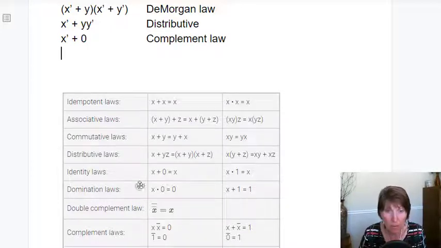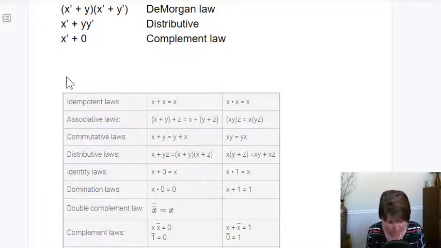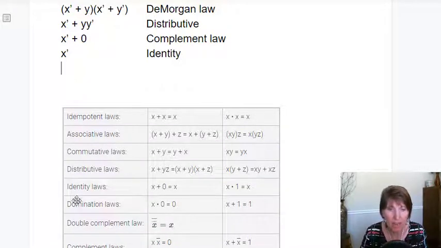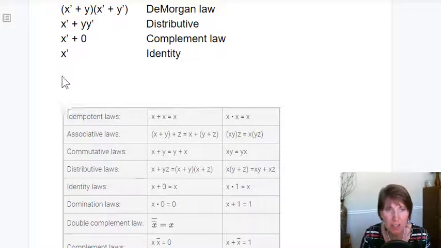And then when we add 0 to anything, because of the identity laws, it's just itself. So we end up with x, the complement of x, and that is the identity law. Okay, and that leaves us with nothing left. We just have the complement of x as our final result.